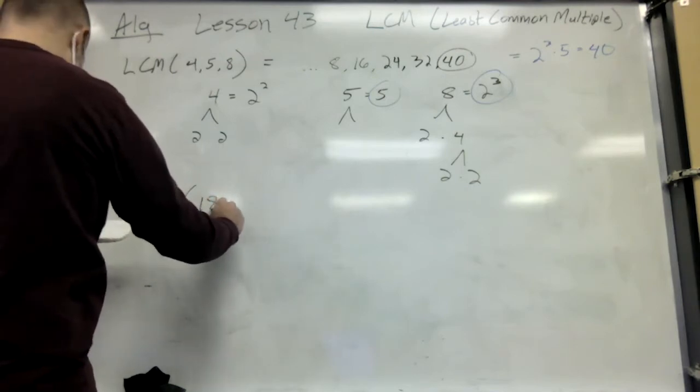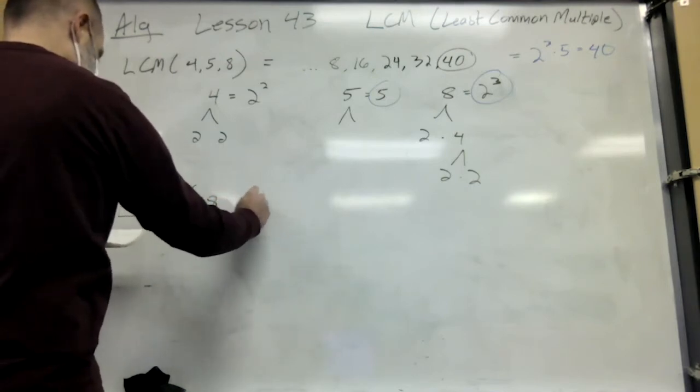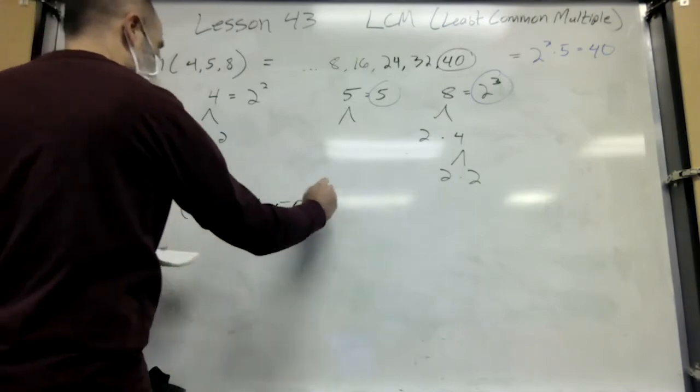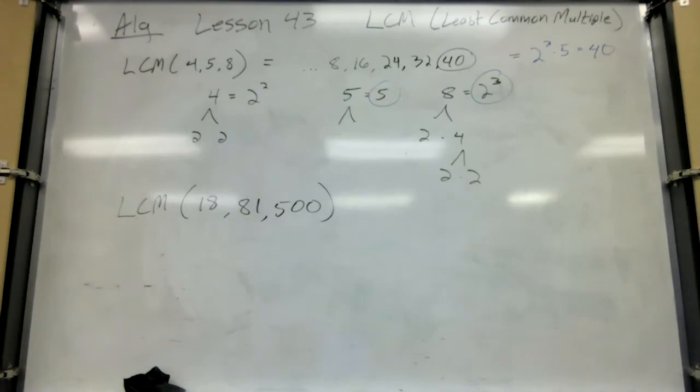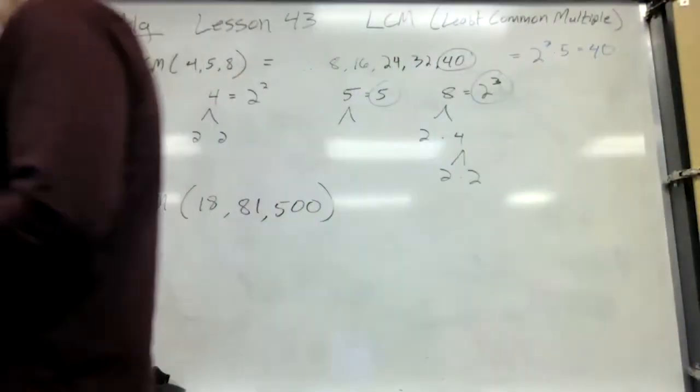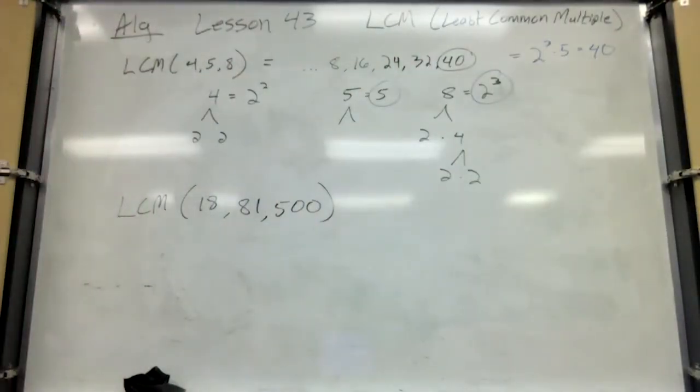So find the least common multiple of 18, 81, and 500. Okay, so make factor trees out of all 3 of those and then see if you can figure out the least common multiple. I'll give you a hint. It's a 5-digit number. It's a big one.